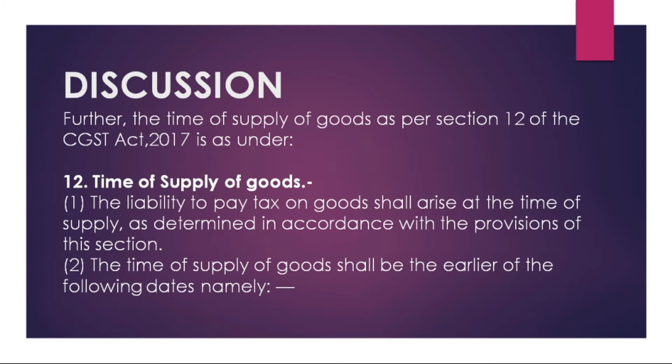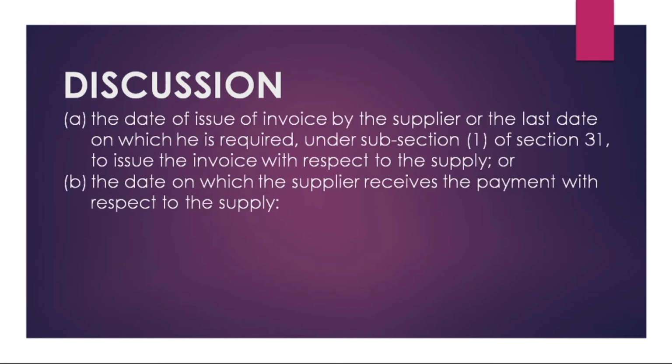Further, the time of supply of goods as per section 12 of CGST Act is as under. Time of supply of goods, subsection 1 says, the liability to pay tax on goods shall arise at the time of supply as determined in accordance with the provisions of this section. Subsection 2 says, the time of supply of goods shall be the earlier of the following dates, namely, the date of issue of invoice by the supplier or the last date on which he is required under subsection 1 of section 31 to issue invoice with respect to the supply, or the date on which supplier receives the payment with respect to such supply.